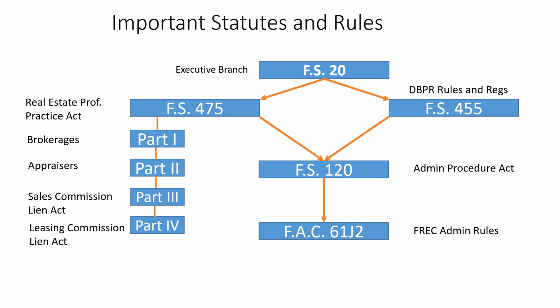475 is the Real Estate Professional Practice Act, and 455 is the DPPR rules and regulations. 475 is divided into 4 parts: Part 1, Part 2, Part 3, and Part 4. Part 1 is to do with brokerages and schools. Part 2 is the rules that determine how appraisers do their job. And Part 3 is the Sales Commission Lien Act, which we'll talk about later. Don't worry about that. And Part 4 is the Leasing Commission Lien Act.